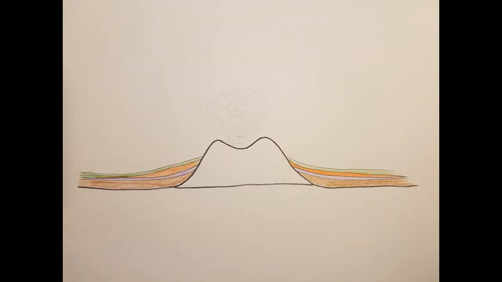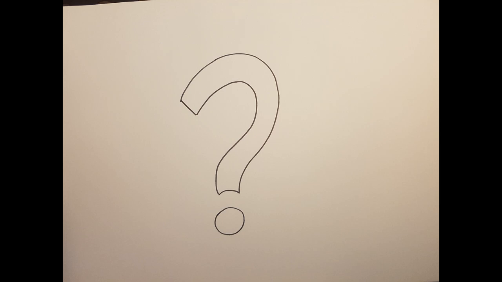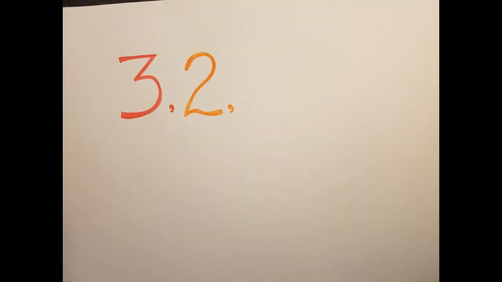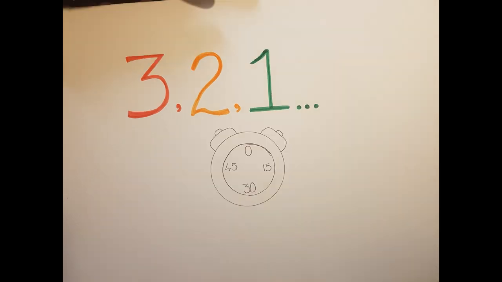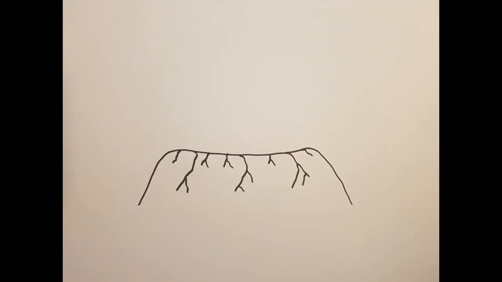Volcanic ash layers can be used to help us understand the past. But where do these layers come from? And how do they help us? Well, explosive volcanic eruptions throw lots of debris into the air.